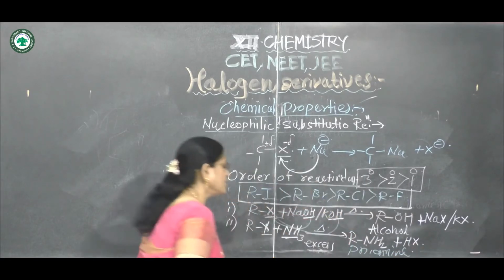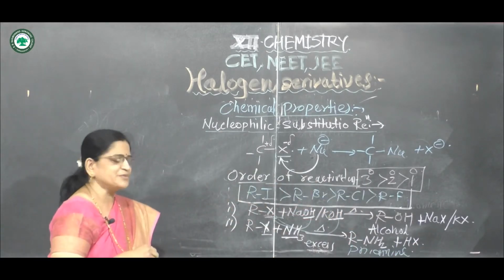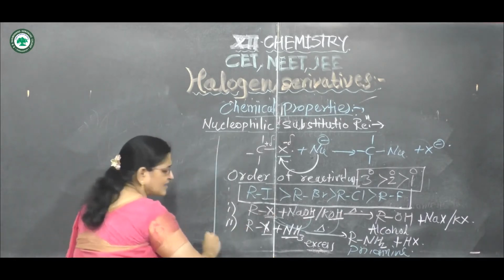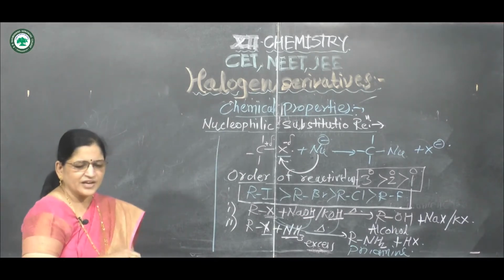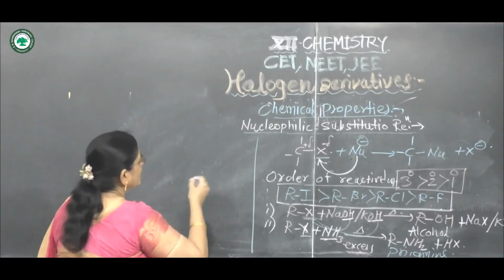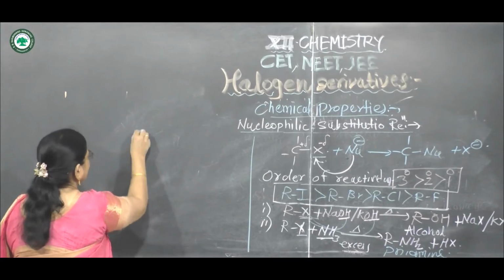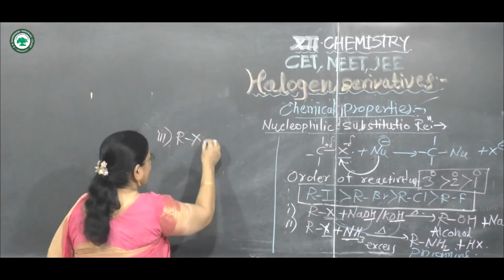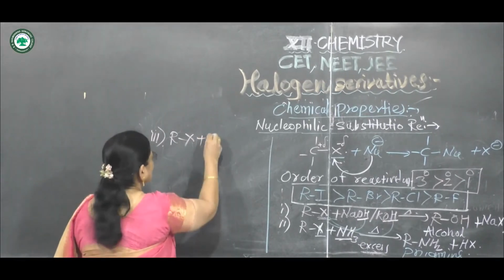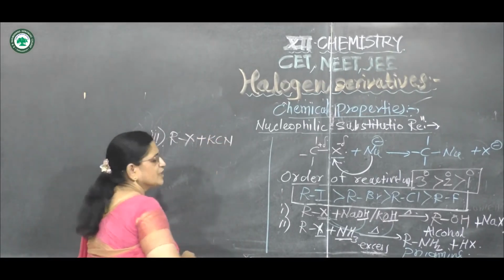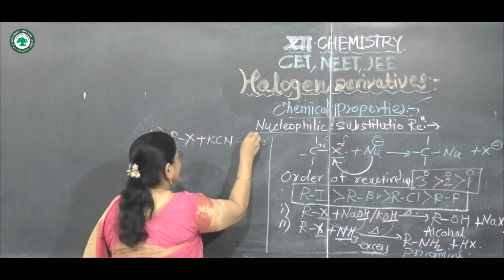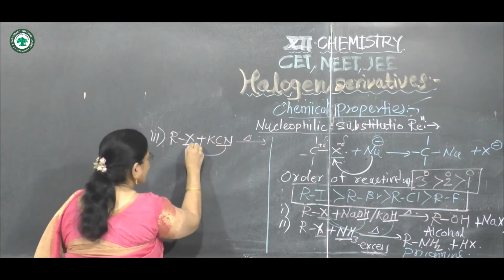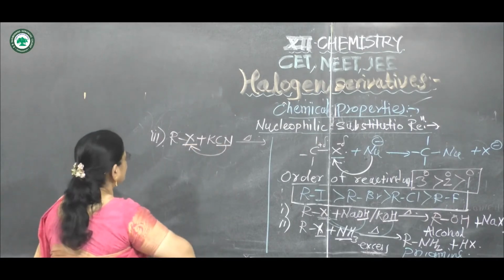From this nucleophilic substitution reaction, it forms primary amine. Then another example of this nucleophilic substitution reaction. Third example: suppose again RX, alkyl halide, reacts with potassium cyanide, again on heating, this halogen atom gets replaced by the cyanide group and it gives which product?